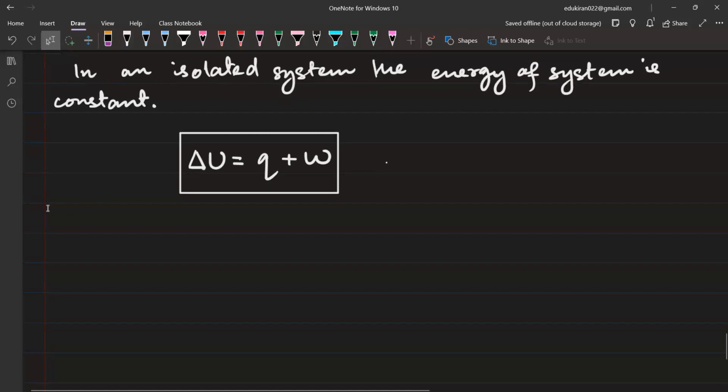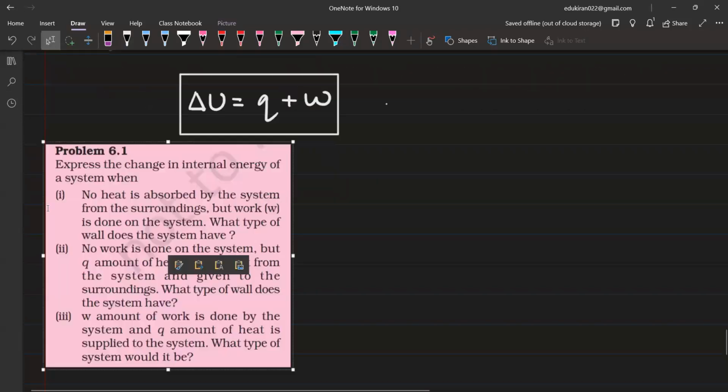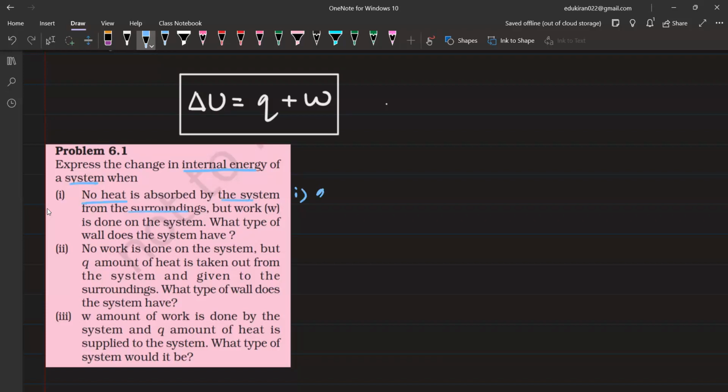After this, please see this question. In this question, they are asking, express the change in internal energy of the system when no heat is absorbed by the system from surroundings. That means, in the first question they are saying Q is equal to 0, but work is done on the system.